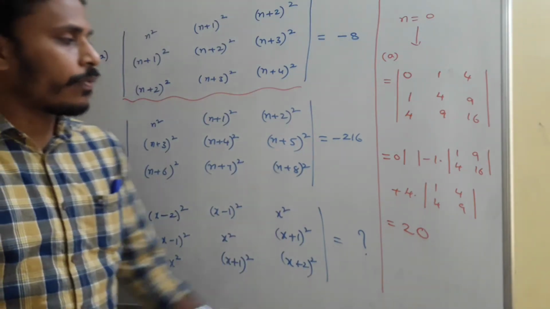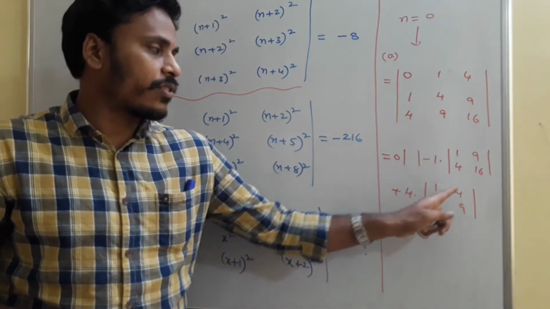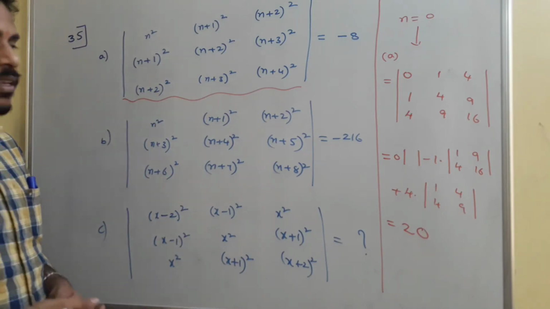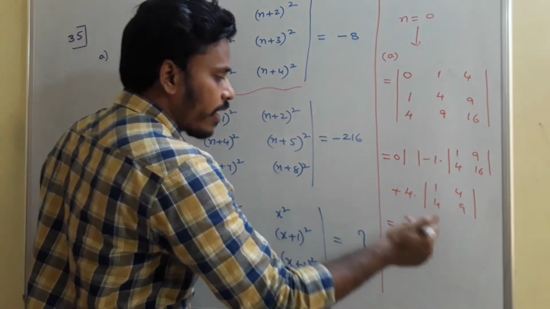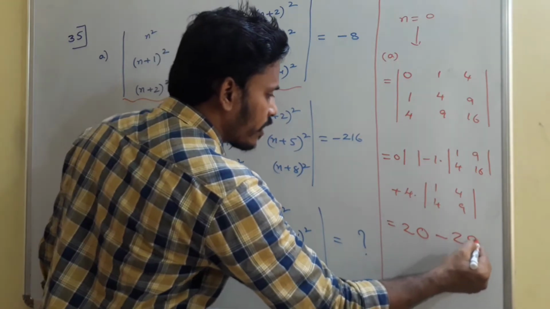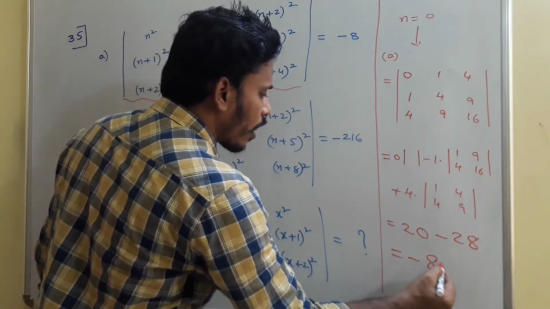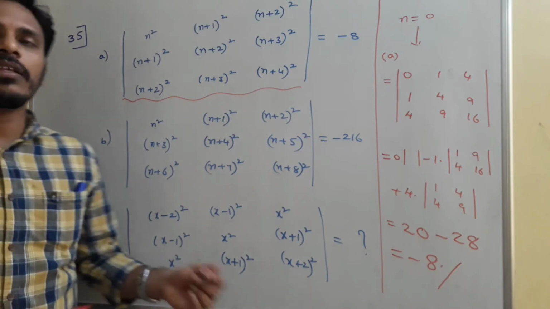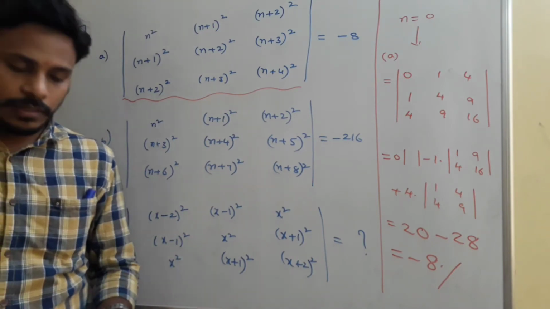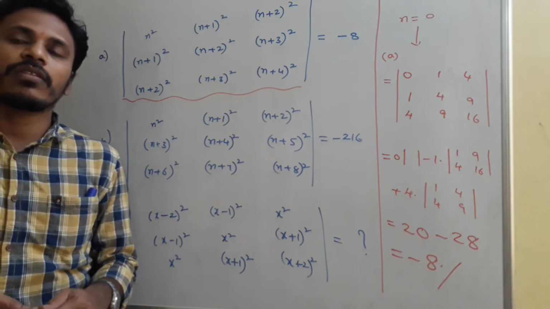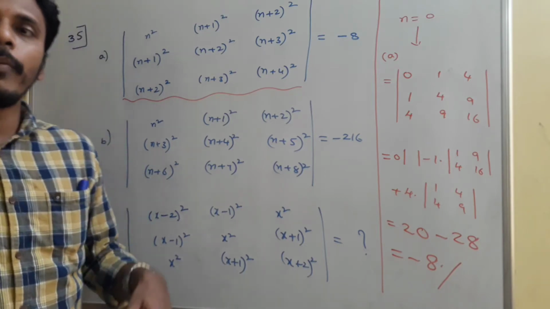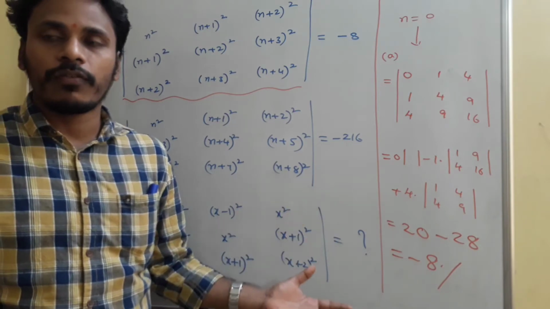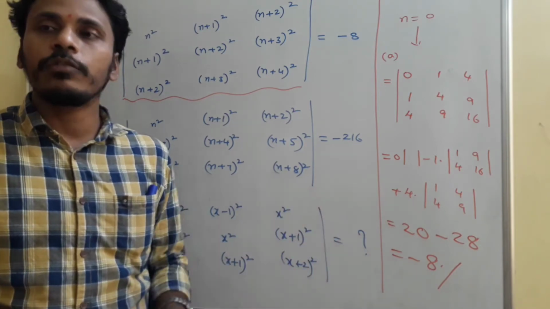The next term is 9 minus 16, since 4 into 4 is 16. 9 minus 16 is minus 7, and outside 4 is there. 4 into minus 7 is minus 28, and your answer at the end is minus 8. So if I take n equals 0, my answer is minus 8. If you need, check with different values in place of n. You may take n equals 1, n equals 2, any value, and for sure the resultant value is minus 8.